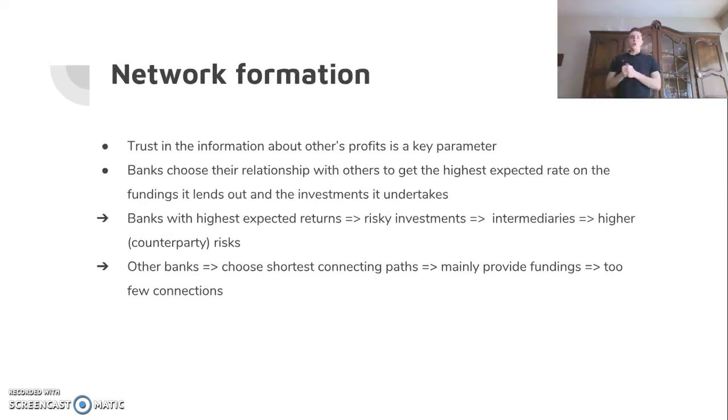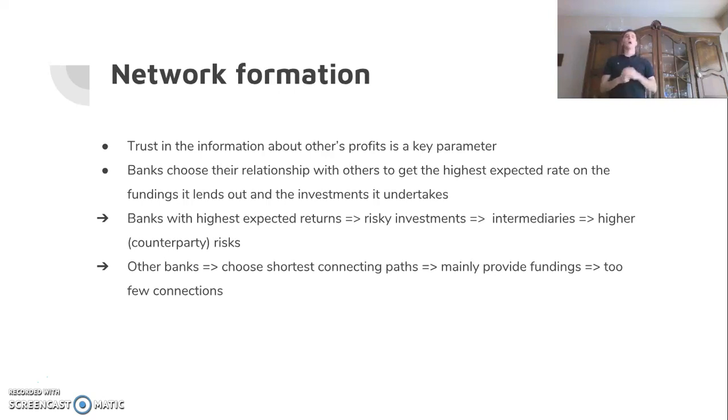Now that we've spoken about a network that can exist, let's see how its formation is made. First, it has been pointed out that the trust between banks is a key driver in the formation of interbank relations. We also saw that each bank chooses its interbank relationships to get the highest expected possible rate on the funding it lends out and the investment it undertakes.